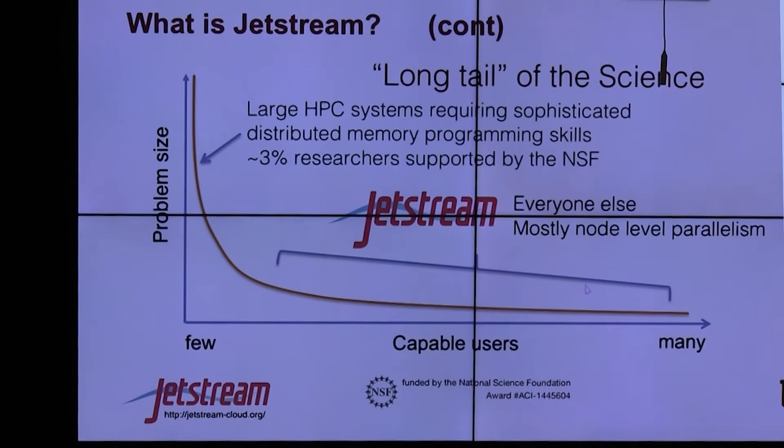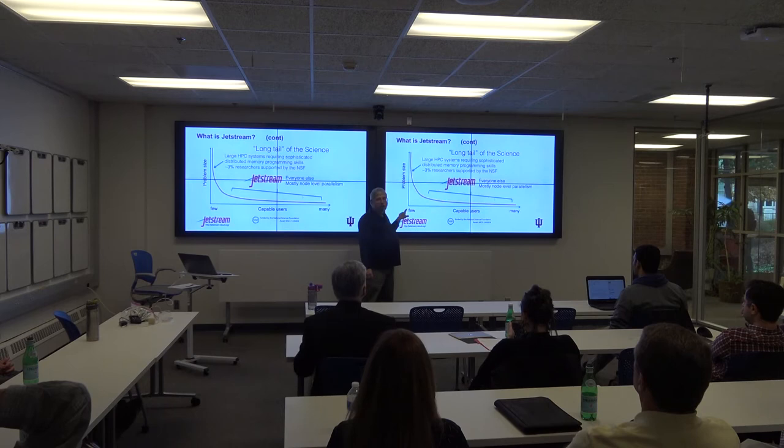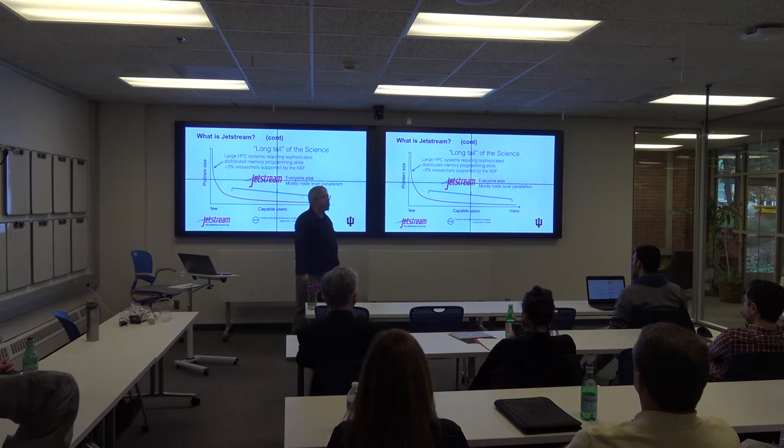This is what the long tail of science is. I don't know if you've heard of this, but remember I was talking about there's like 3% of the researchers that know how to program these really large systems. So they have a really large problem size, but there's very few capable users of doing that kind of work, okay? And 97% of the rest of the researchers do not do that. That's not their thing, okay? These are the people that need something a little more than a laptop, but they don't need a full supercomputer, okay?